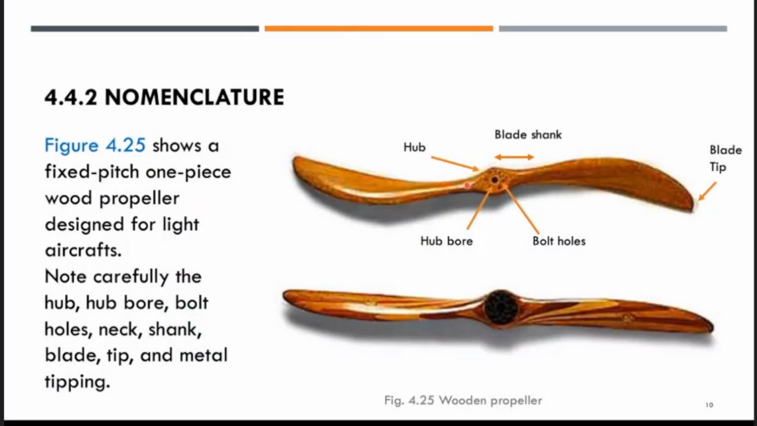So the pitch is fixed. It cannot be twisted. Okay, on one piece of wood propeller. So propeller can be made by many types of materials, and in this particular example, we have a wood propeller which is designed for light aircraft. So you can see some critical components.